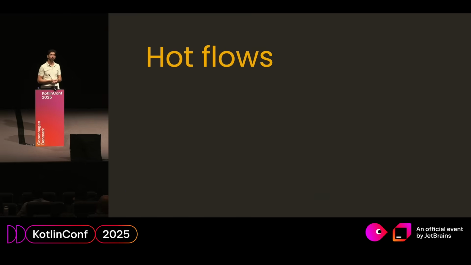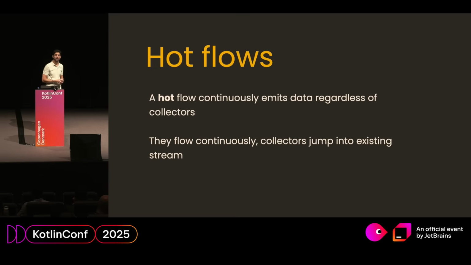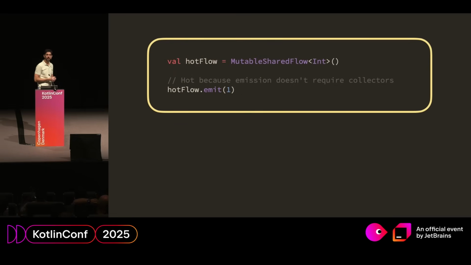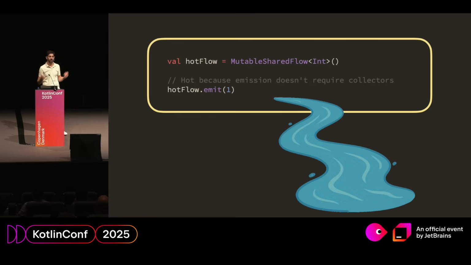As opposed to this, we have hot flows, which are going to be continuously emitting data regardless of collectors. So collectors are going to be jumping into the existing stream, and depending on how the hot flow is configured, they could see an item or not. Just a simple API to create that hot flow: it could be the MutableSharedFlow, and then you emit an item. Whoever is there is going to get it. If no one is there listening, nothing happens, right?